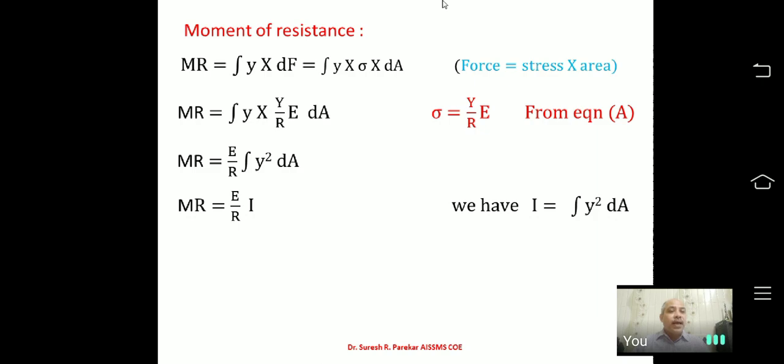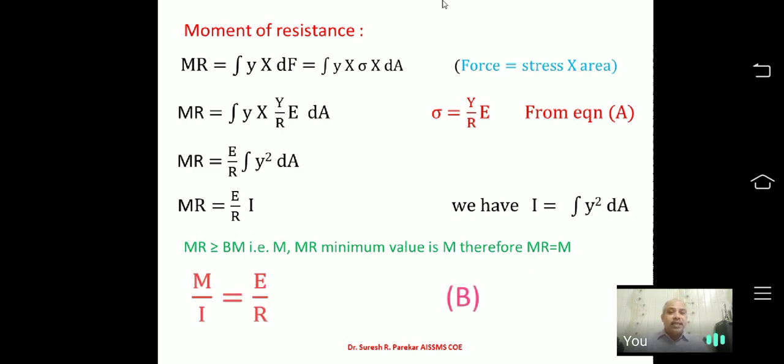Now where I is equal to integration y square dA, we know our bending moment should always be less than or equal to the moment of resistance, or the moment of resistance should be greater than or equal to the bending moment. So MR, the minimum value of M, therefore MR equal to M we have considered in this equation, and by this I will get M by I equal to E by R.